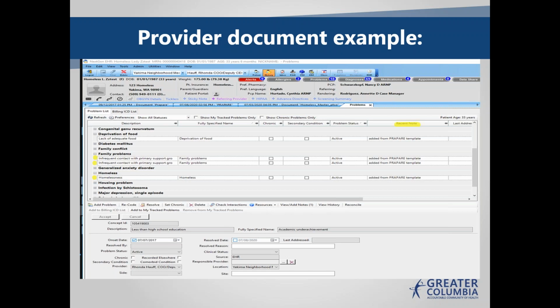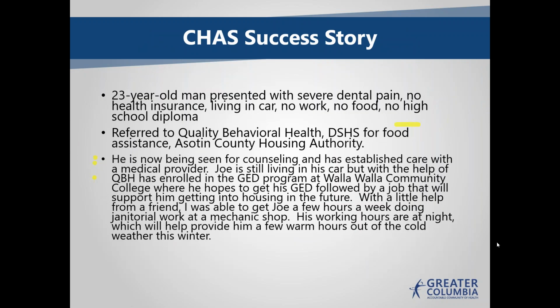But this example from Yakima Neighborhood Health Services is a great example of having it integrated. Their provider sees the determinants of health that the patient has, and then they're able to create a care plan that involves both their physical health and their social determinants of health. Can you go to the next slide, Chelsea? So this is a success story, like I mentioned earlier.